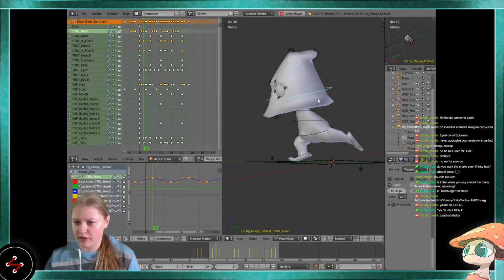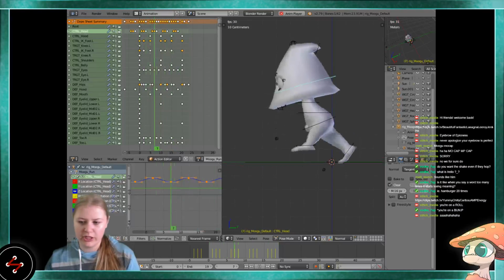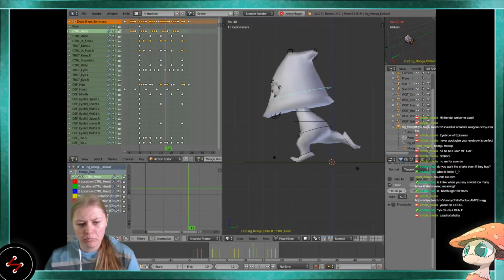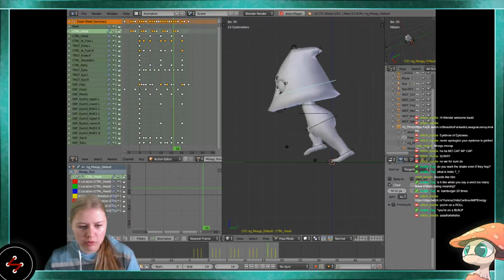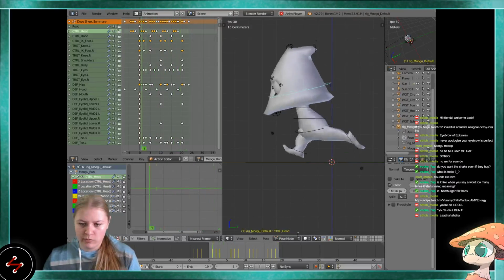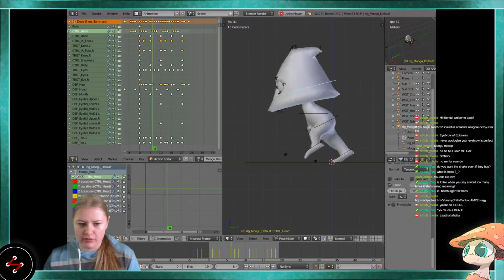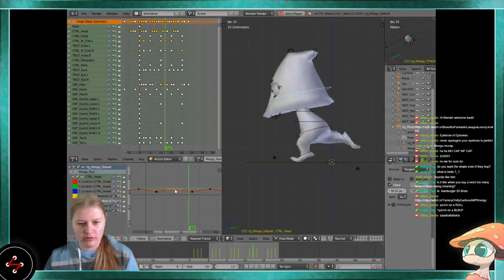I'm also thinking that I might rotate his head a little bit. Keep his chin up, a little bit like that. Which axis is that? Okay, yes, it is the X. Quaternion X.